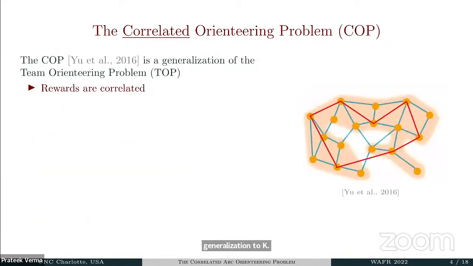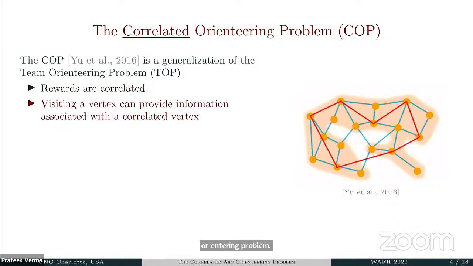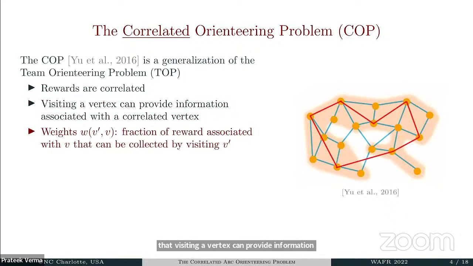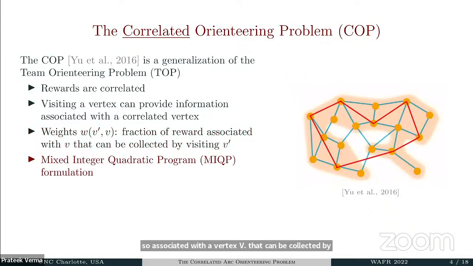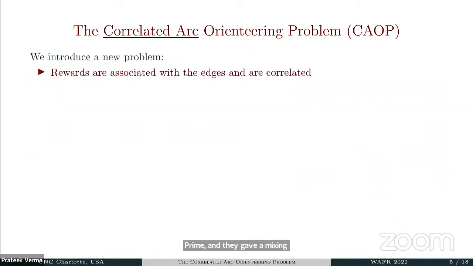Yu et al. gave a generalization of the team orienteering problem, which is known as the correlated orienteering problem. Over here, the rewards are correlated. What this means is that visiting a vertex can provide information associated with a correlated vertex. And it is defined by weights, which give a fraction of the reward associated with a vertex V that can be collected by visiting another vertex V prime. They gave a mixed integer quadratic program formulation for the problem.